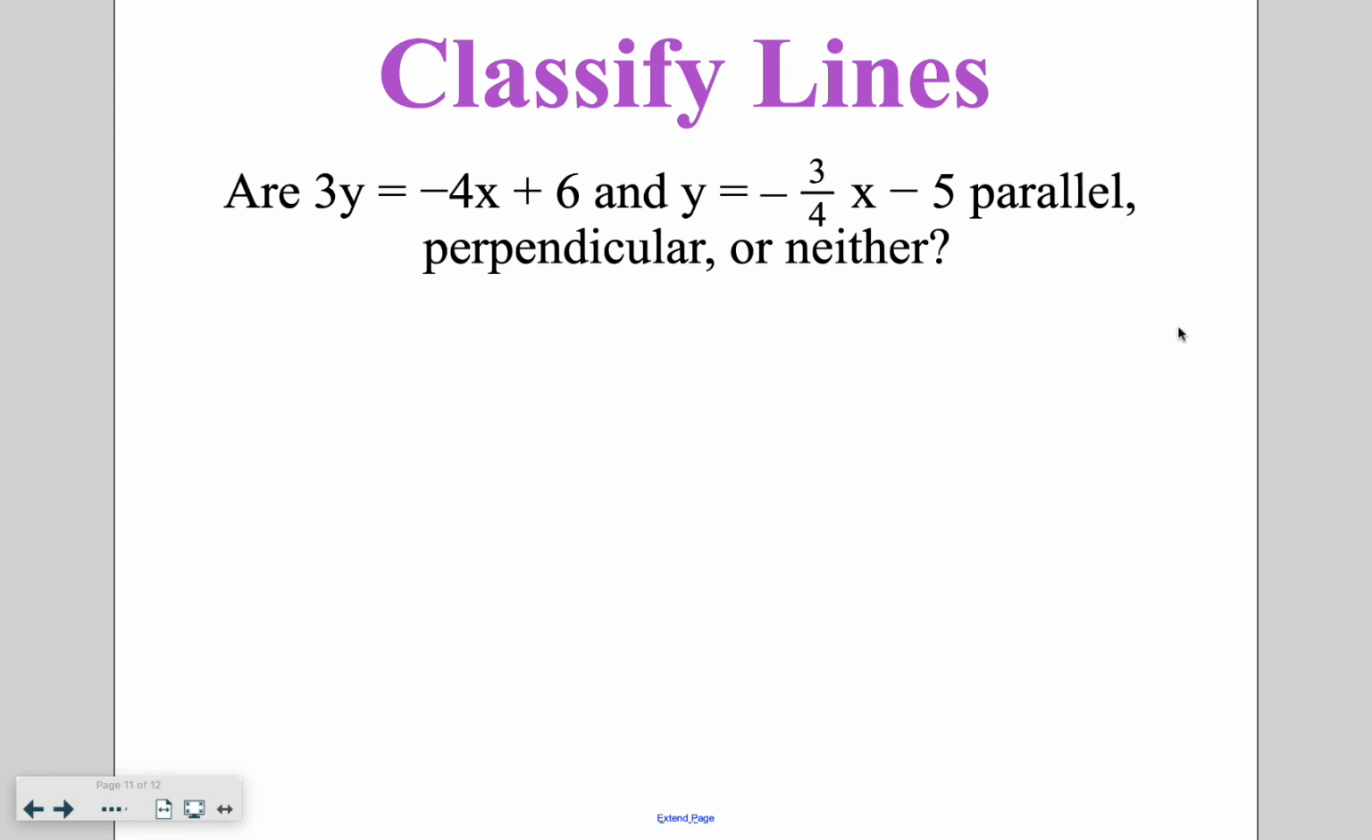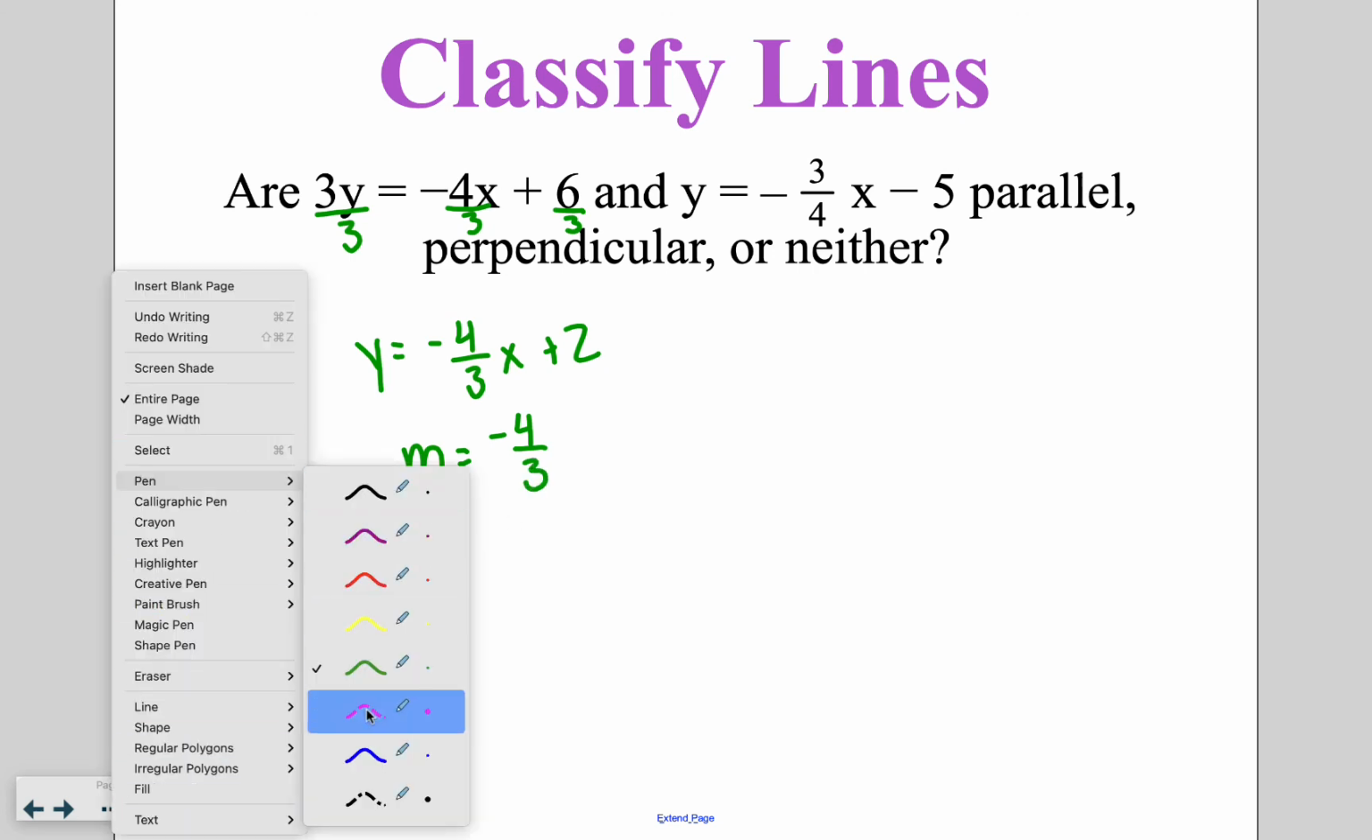This is determining whether they are parallel, perpendicular, or neither. So in order to do this, we need to be able to pick out the slope. In this first equation, 3y is equal to -4x plus 6. We can't pick out the slope yet because y is not by itself. So I'm going to divide everything by 3, and I'm going to end up with y is equal to -4/3 x plus 2. So from there, I can pick out that my slope is -4/3.